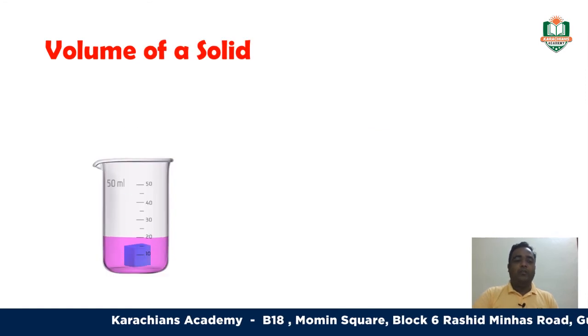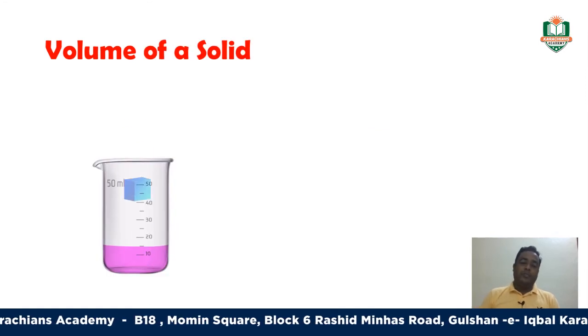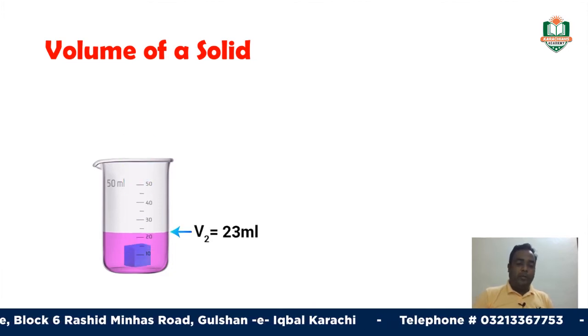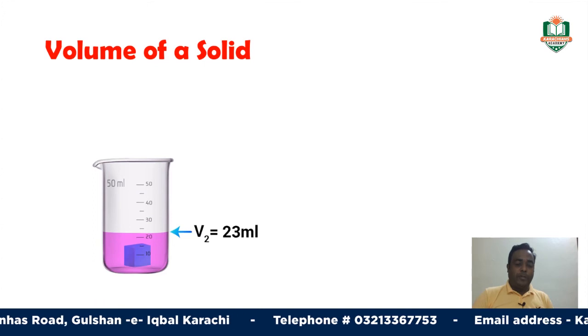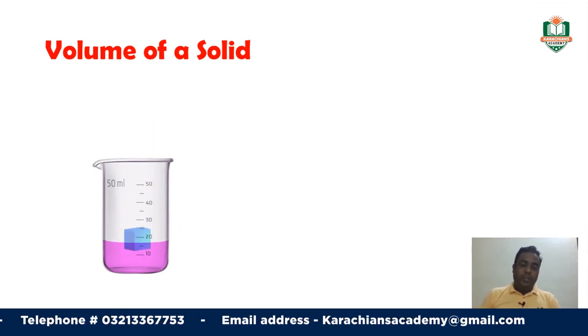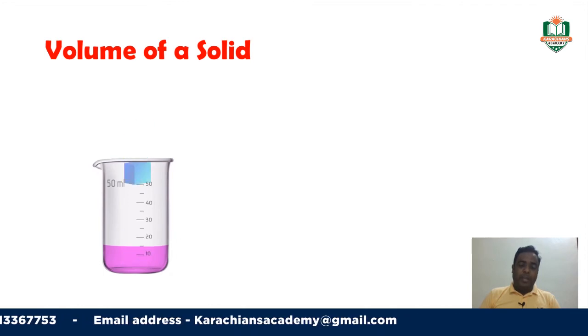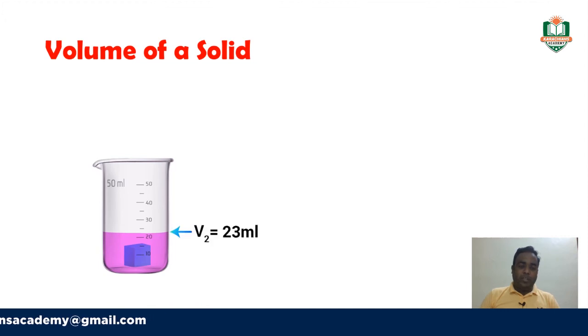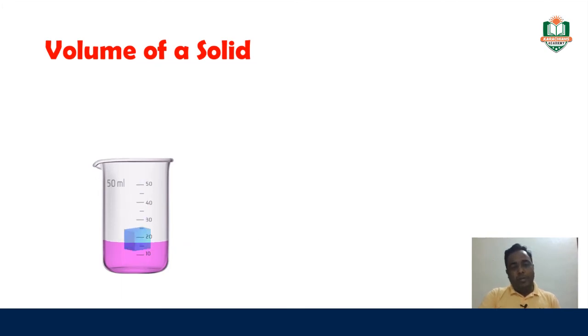And you can calculate the volume of a solid as well, where you can see that a beaker is placed with a liquid where a stone is dropped. Initially, the volume of the liquid was 15 ml, and then when we placed the stone, or the solid, into the liquid, its volume rose to 23 ml. So how can we find out the volume of the solid in this case?